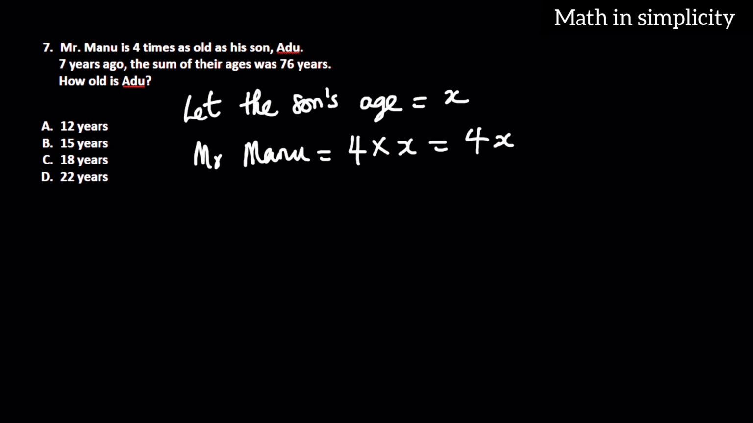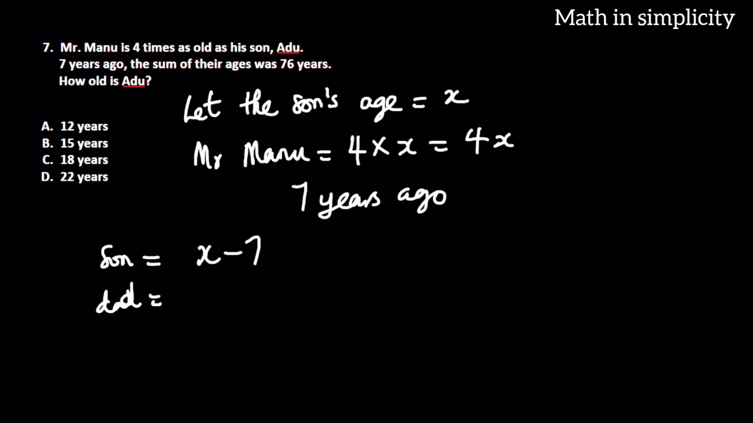Now 7 years ago, that means if we're talking about their ages 7 years ago, we need to subtract 7 from their ages. So 7 years ago, the son should be x minus 7, right? If you subtract 7 from how old he is now, that should be his age 7 years ago. That's for the son. And dad, which is Mr. Manu, should be 4x minus 7, right? So we said that 7 years ago, the sum of their ages was, so you see we're talking about the past tense.